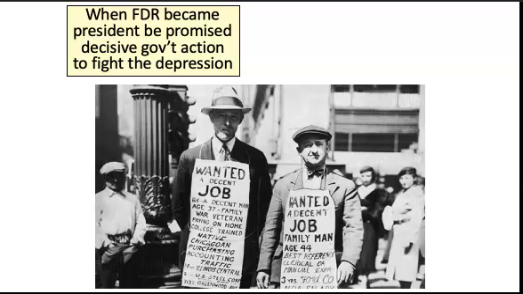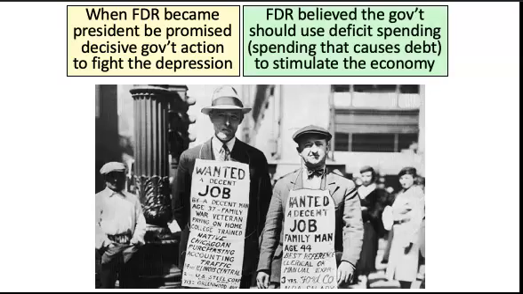So when FDR became president, he promised decisive government action to fight the Depression. FDR believed the government should use what was called deficit spending. That's spending that causes debt to stimulate the economy. Much of this deficit spending is based upon the ideas of John Maynard Keynes, who was a British economist during this particular time. The basic idea is that the government puts up the money initially and spends money on really just about any project imaginable. This puts money into people's pockets and gives them jobs.